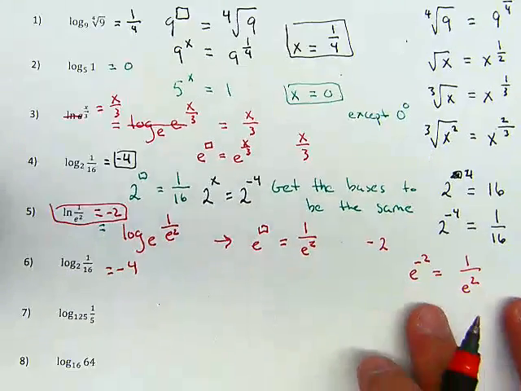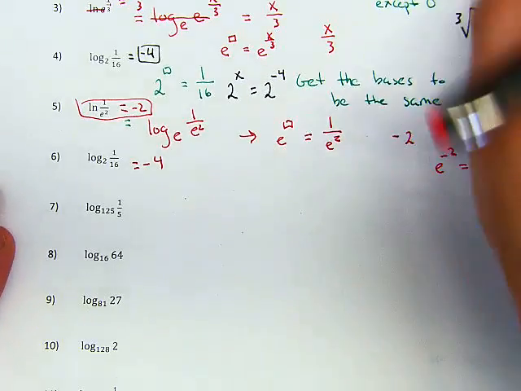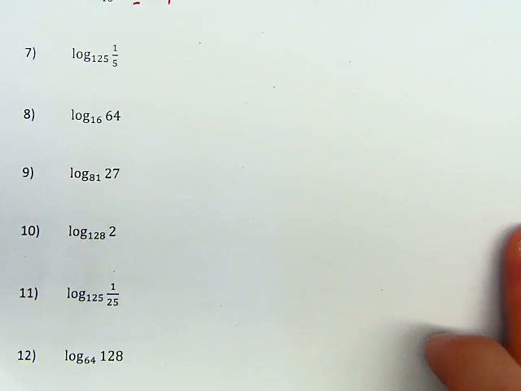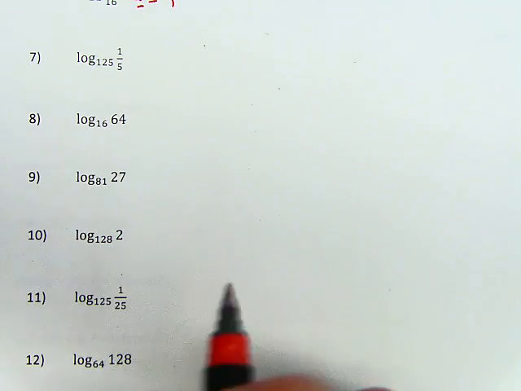This one, what I want you to try and do is, let's move on. Let's try and do these questions over here. I'm going to zoom in a little bit. Okay, that's better. Let's do 7, 8, 9, 10.